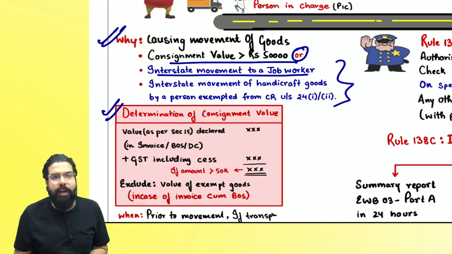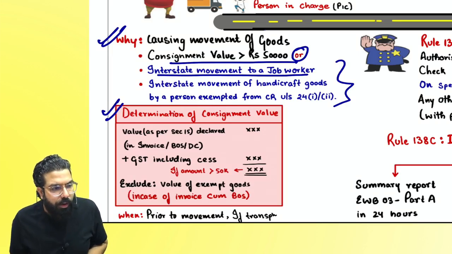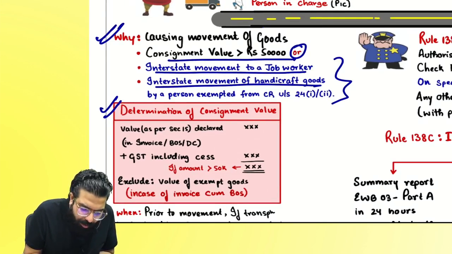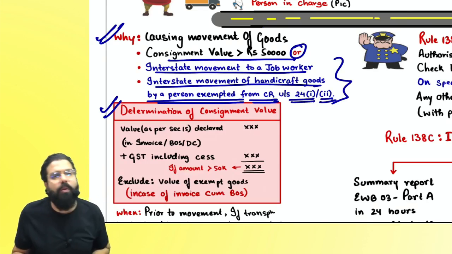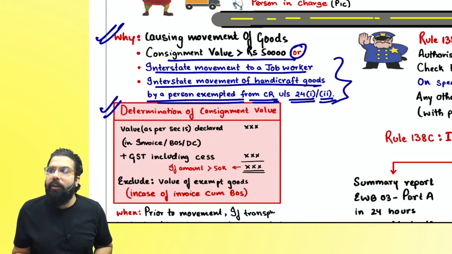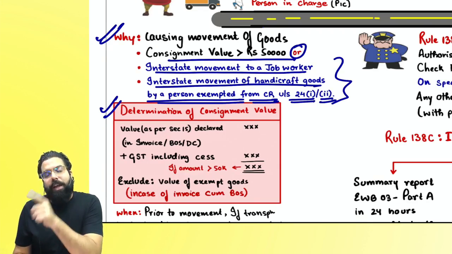The next one over here is, if you are doing interstate movement of handicraft goods by a person who is exempted from compulsory registration under section number 24(1) or 24(2), basically you are exempted from compulsory registration, then also you are required to generate e-way bill.